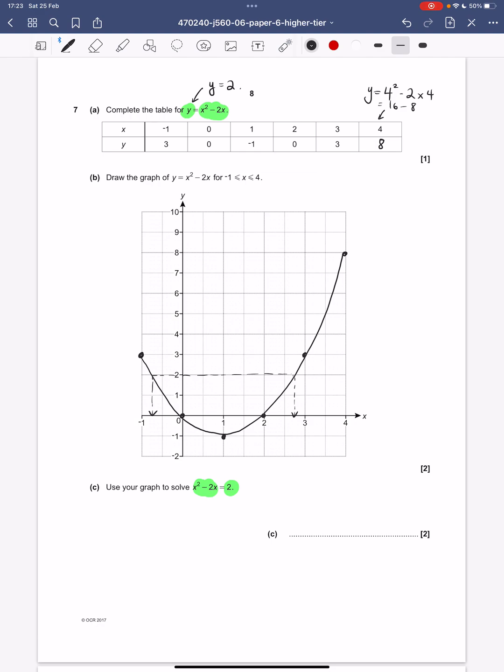So for me, we start from the 0 here, and that's minus a half. So it looks about minus 0.7. And the other one looks like about 2.7. I would say there, look, 2, 2.5, 2.6, 2.7. Okay.